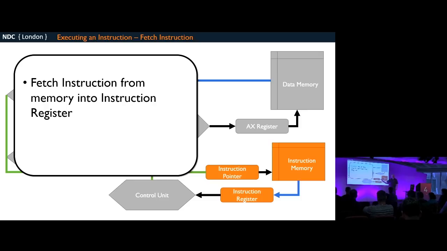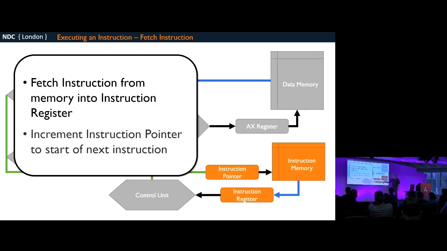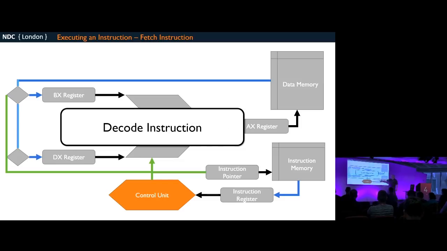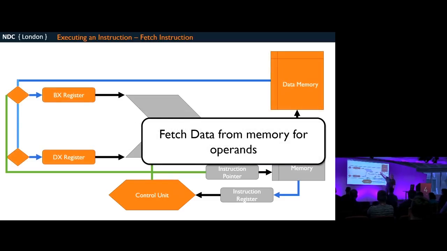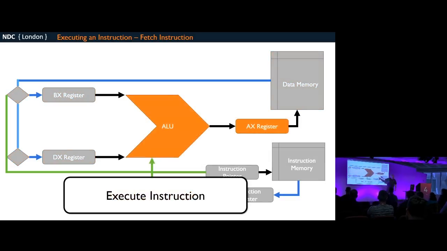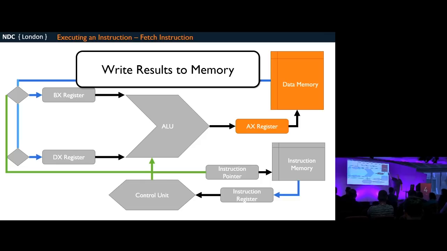So this is always pointing to the next thing we're going to run. So we fetch it. We decode it, and that means putting the machine into the configuration for it. We get anything from memory we have to. So there's our fetch data. We actually do the work that they wanted, and then write the result back if necessary. So there's our five-step cycle.